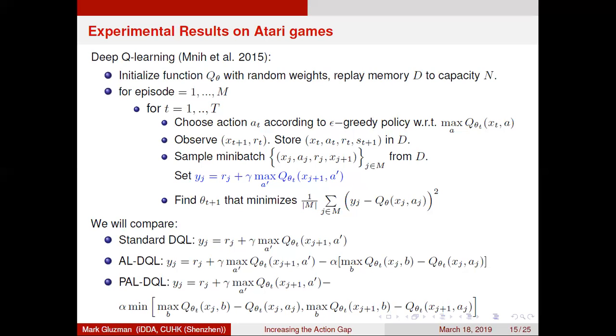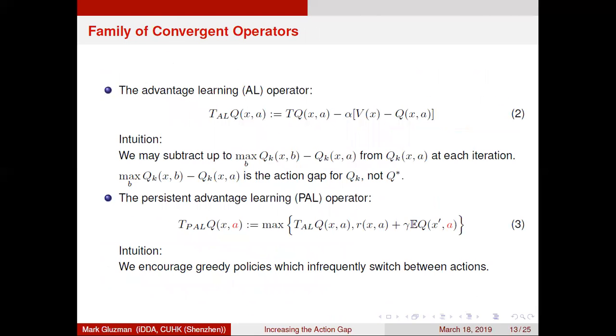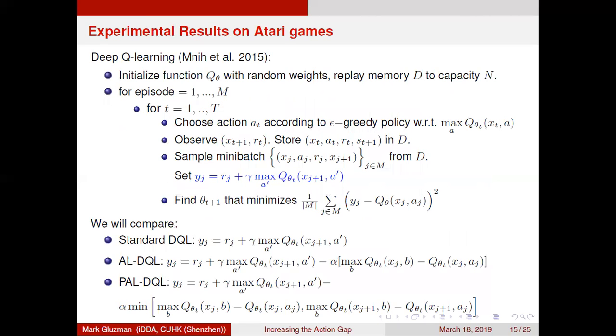As you mentioned, this is basically a Bellman operator estimation. In the standard Bellman operator, this blue line is the standard one. We changed this blue line using two different operators: the advantage learning operator and the persistent advantage learning operator. So we change the standard Bellman operator to the advantage learning operator and the persistent advantage learning operator.